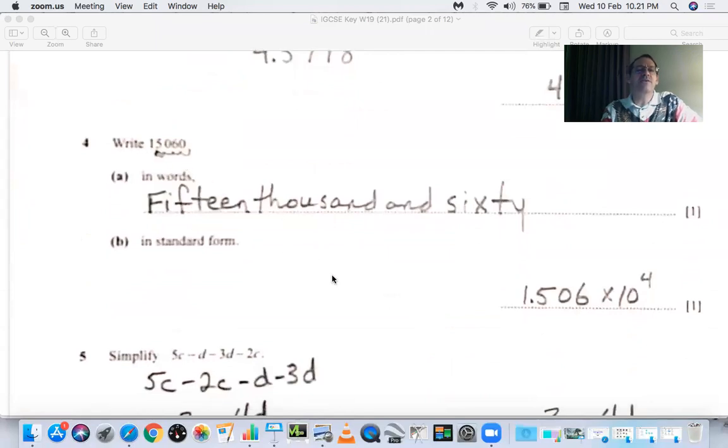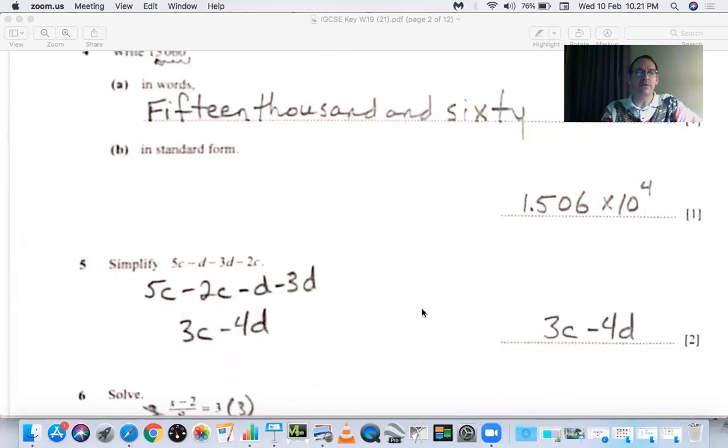Write 15,060 in words. So you should recognize that as fifteen thousand and sixty. So when you write it, you put fifteen thousand and sixty. And then in standard form or scientific notation, you're going to move the decimal all the way until there's only one digit in front of the decimal. You're only allowed to have one digit in front of the decimal for scientific notation. So notice you moved it over 1, 2, 3, 4 places. So you get 1.506 times 10 to the 4th power.